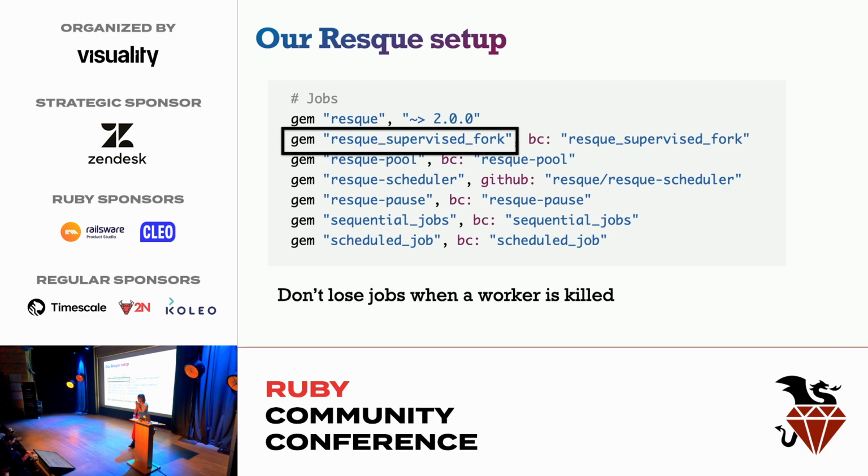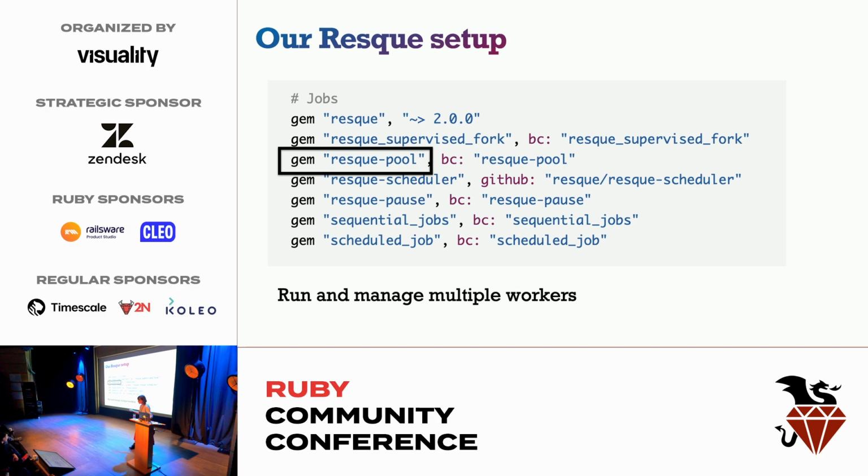But the problem with Resque multi-fork is that if the parent of the fork process died in a very non-ceremonial, not graceful way, you could lose jobs, like when the parent was passing them to the child. So we saw this happening a few times in production, so we made another version of that internally that we call Resque Supervised Fork that handles this properly. So obviously we don't want to lose any jobs, so that's why.